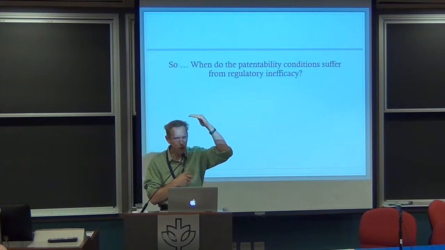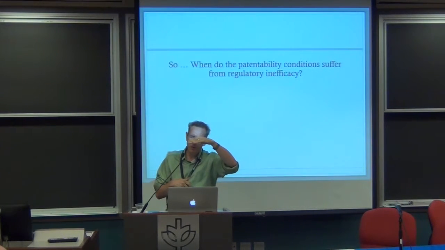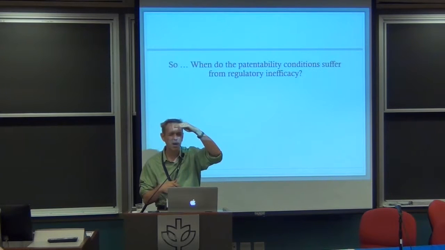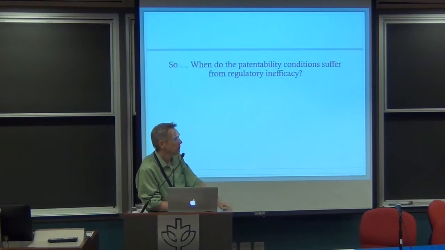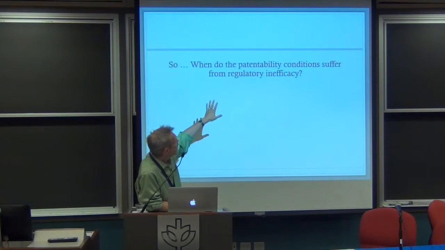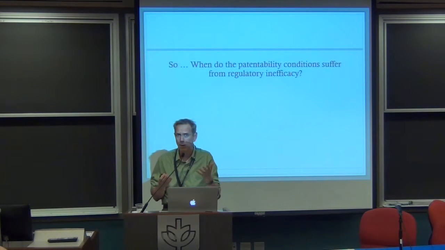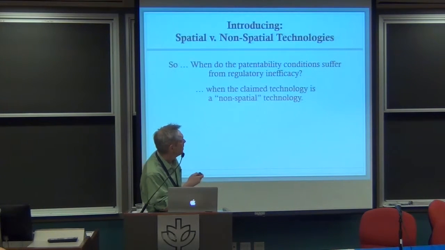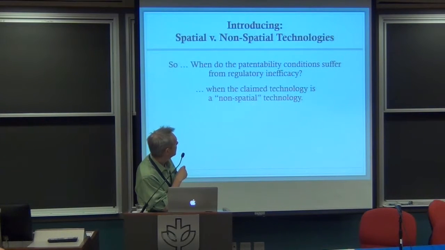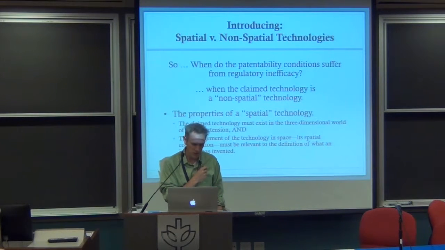Okay, so I've gone through two of these chained concepts. I've talked about patent eligibility as counteraction, and then regulatory inefficacy as a reason why we might want to be using patent eligibility as counteraction. Final question we need to get to is, so what are these fundamental properties you're talking about, Collins, that have to exist in the claimed technology for the patentability conditions to be effective? This is where a third concept comes in. I'm going to distinguish something that I would call a spatial technology from a non-spatial technology.